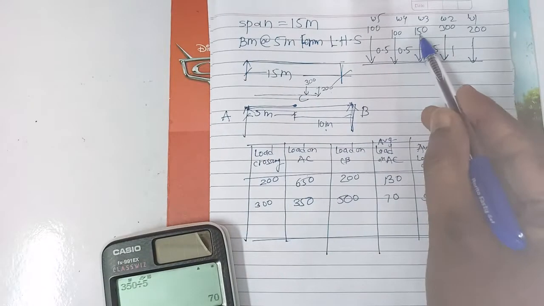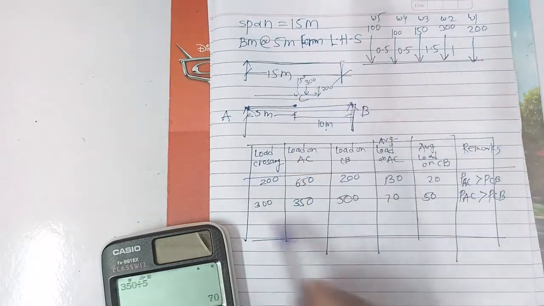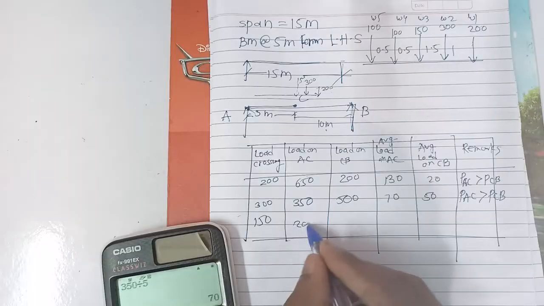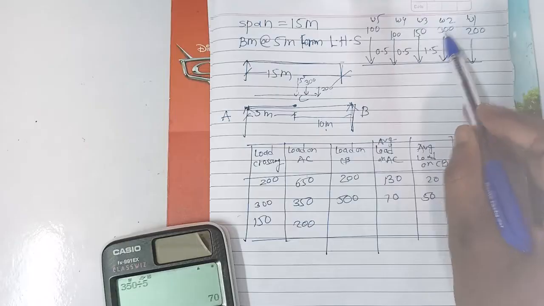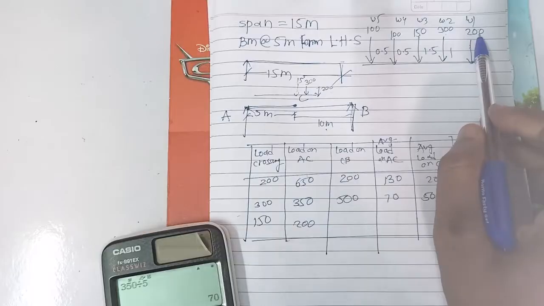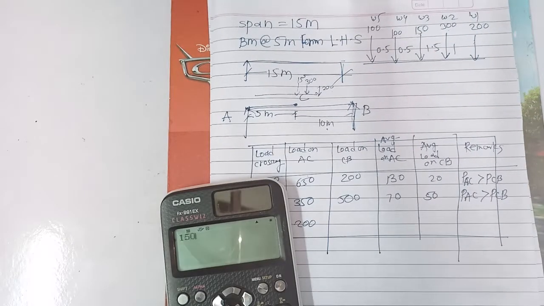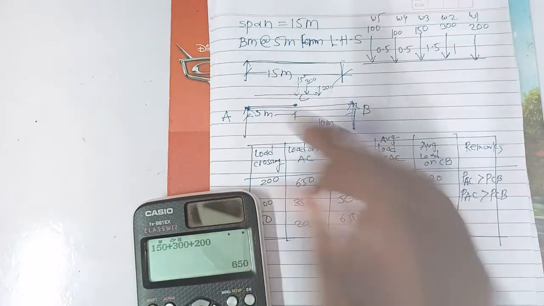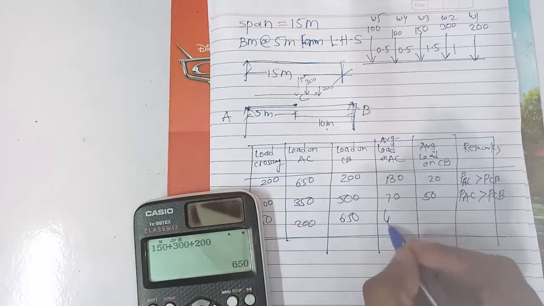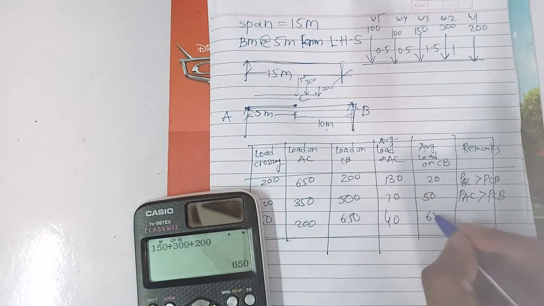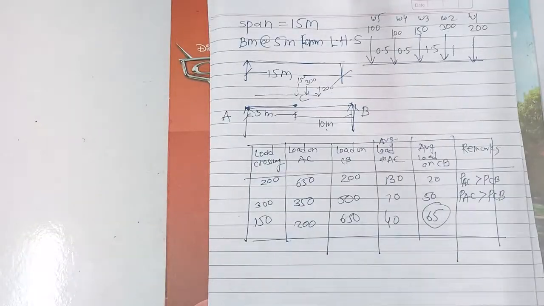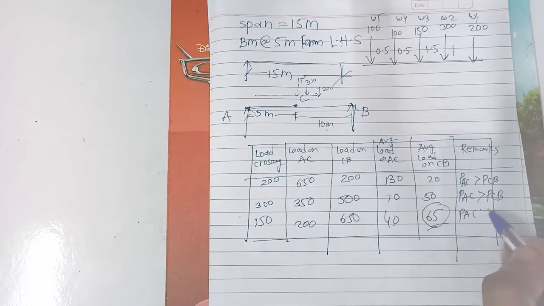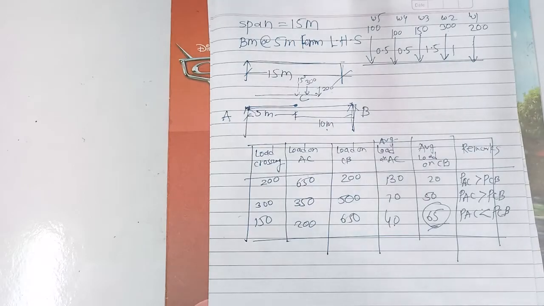Now we have to cross this load 150 here. When 150 is crossing, the load on AC will become 200 here, and on CB it will be 150 plus 300 plus 200, that is equal to 650. So 200 divided by 5 is equal to 40 here, and 650 divided by 10 is equal to 65 here. Now the condition has changed. If you see, 65 is greater than 40, so P of AC is less than P of CB. So this condition is final.